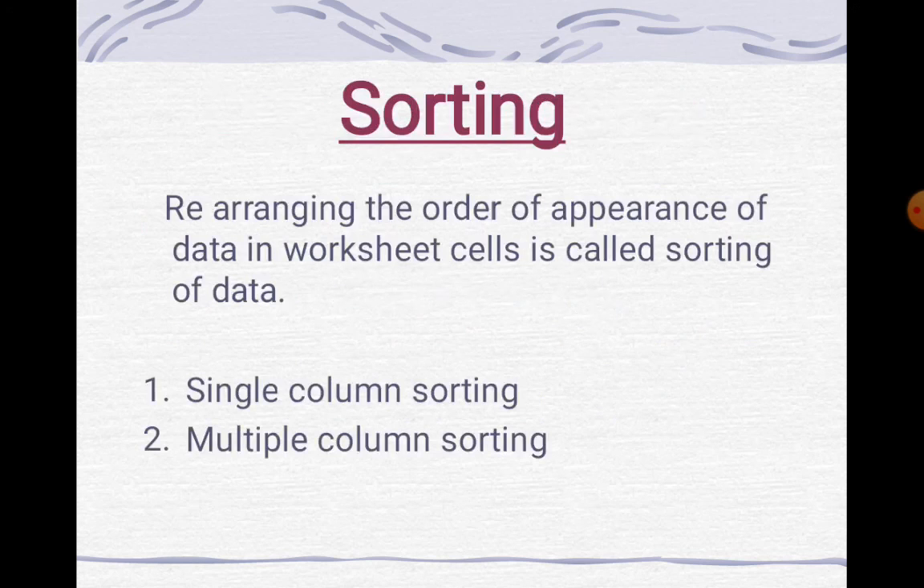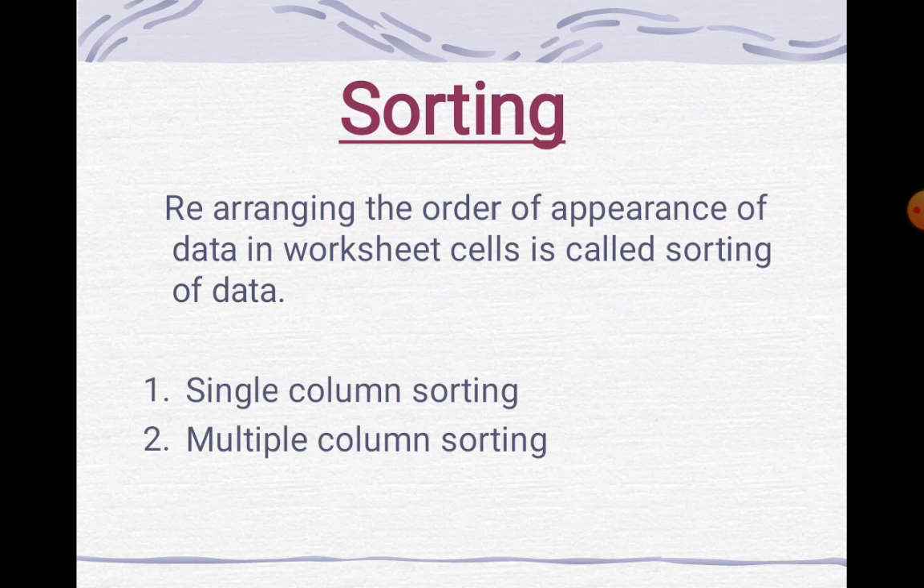Dear students, rearranging the order of appearance of data in worksheet cells is called sorting of data. It improves readability of data. There are 2 ways for sorting the data in Excel 2013. Number 1. Single column sorting. Number 2. Multiple column sorting.